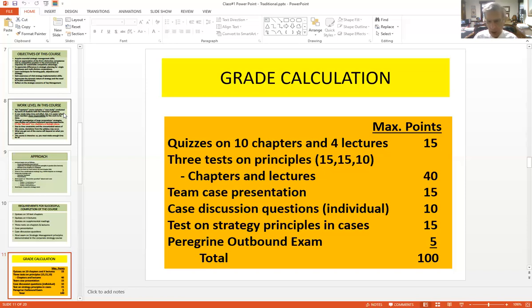So then there are 3 tests. If you go back and look, the last part of the course only has a couple of chapters. It has 1 lecture. It's short, and so it has only 10 points. The other 2 have 15 points.